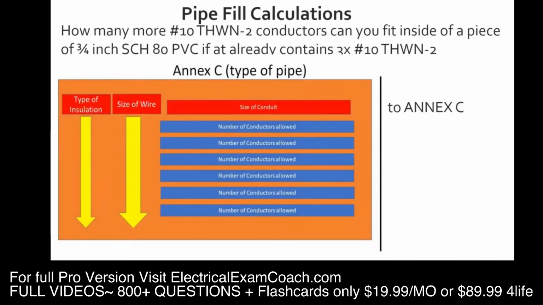We start on the left-hand side and we find our insulation type. Then we find our wire size. Then we come across the top and find our conduit size. And we're going to find that our starting value is 7. We have to minus the 3 conductors that we already have, and that's going to let us know that we can put 4 more.